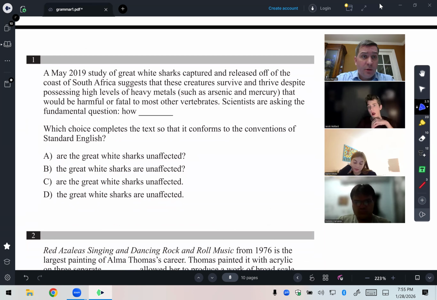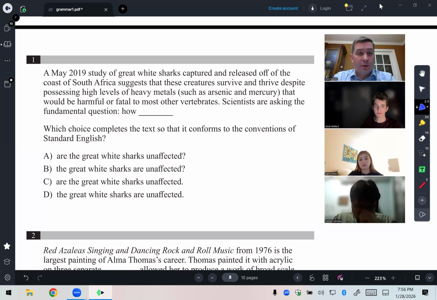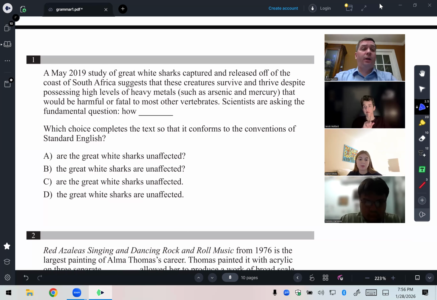A May 2019 study of great white sharks captured and released off the coast of South Africa suggests that these creatures survive and thrive despite possessing high levels of heavy metals such as arsenic and mercury that would be harmful or fatal to most other vertebrates. Scientists are asking the fundamental question, how... I almost answered the whole thing. How blank. So which choice completes the text so that it conforms to the conventions of standard English?